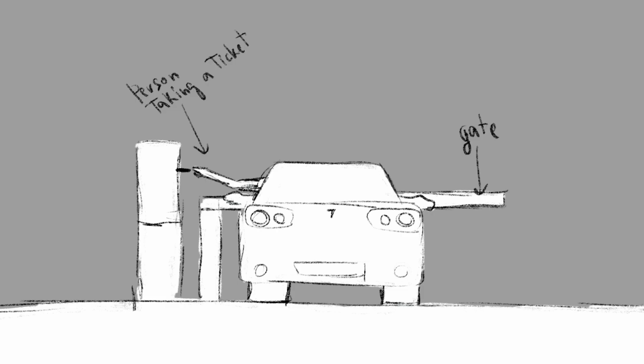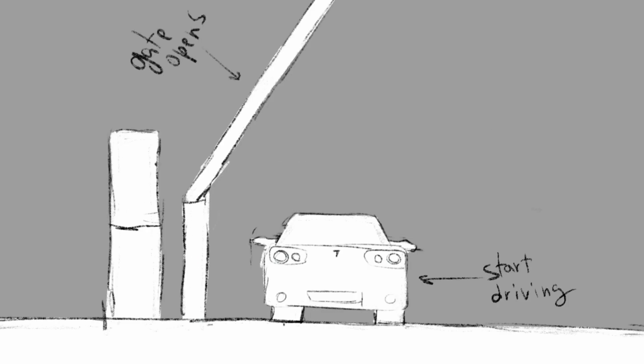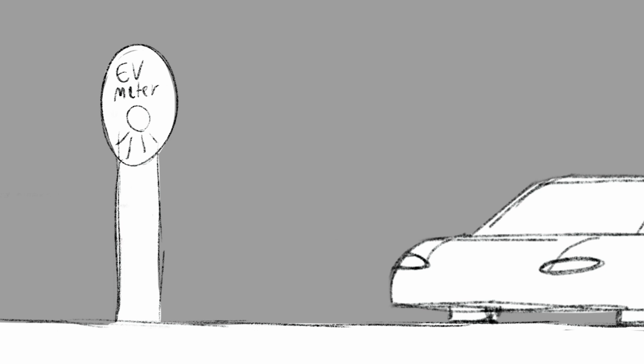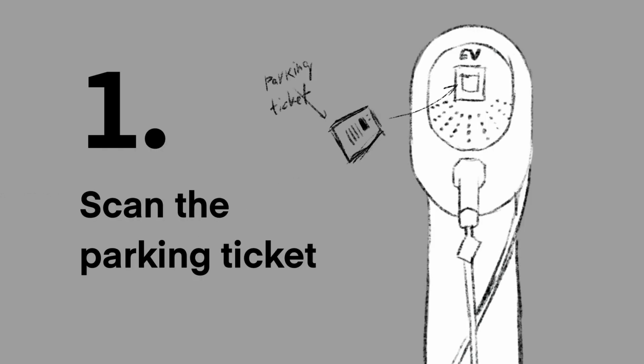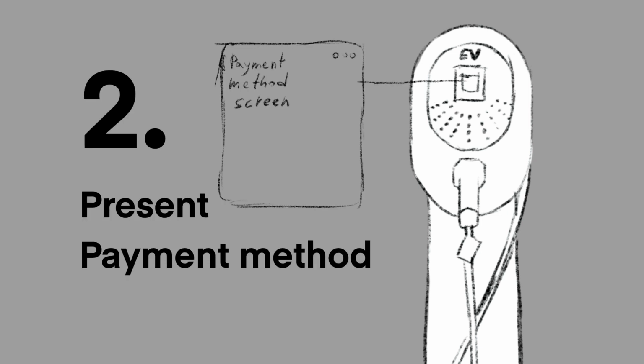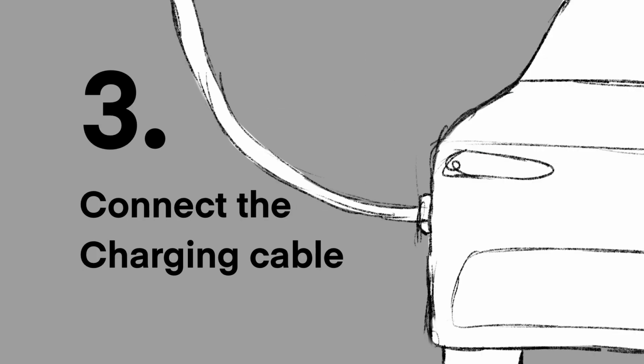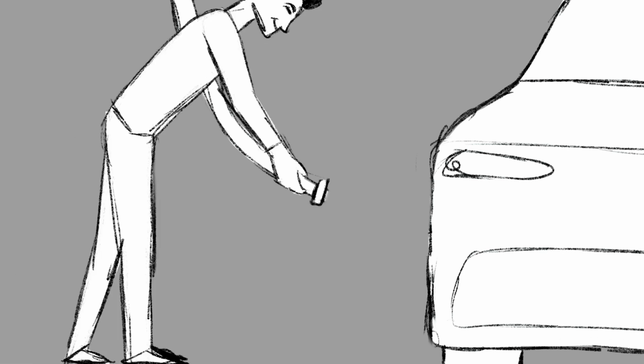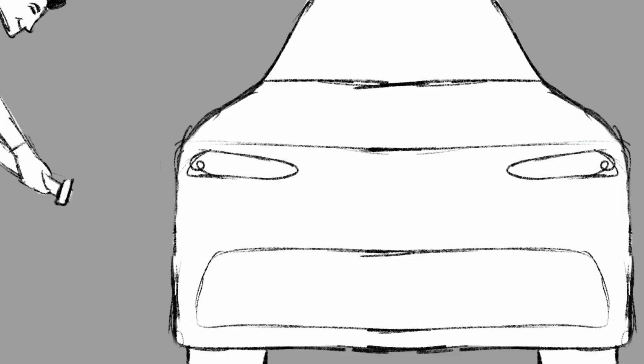When an EV driver enters your parking facility, they can pull into one of the parking spots with an EV charging station. To begin charging, the driver scans his parking ticket on the charging station. Then, he just needs to present his payment method and plug the charging cable into the car. When the EV driver is ready to leave the parking lot, he can pay for both parking and charging at the same place.